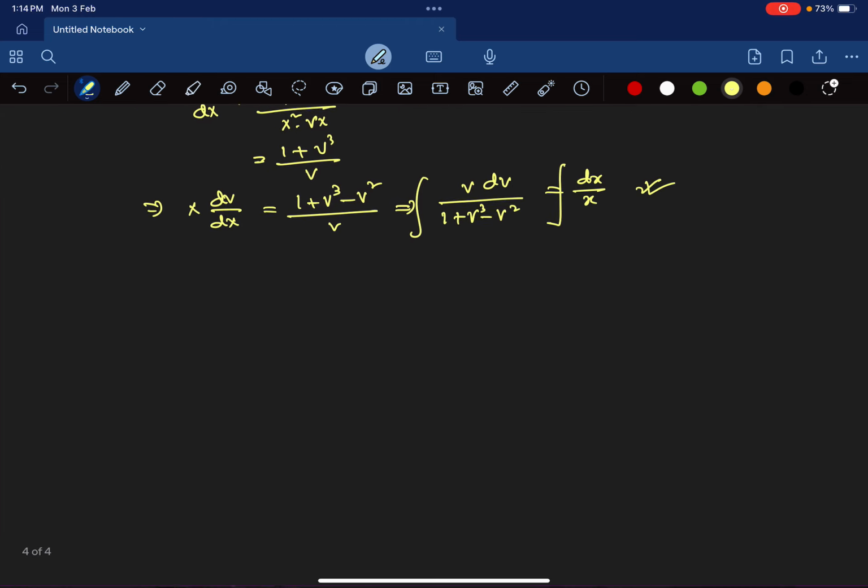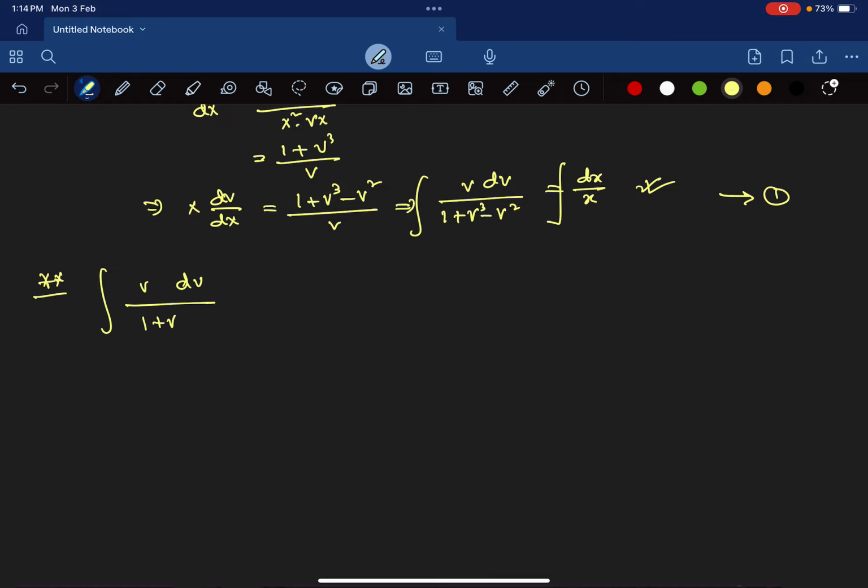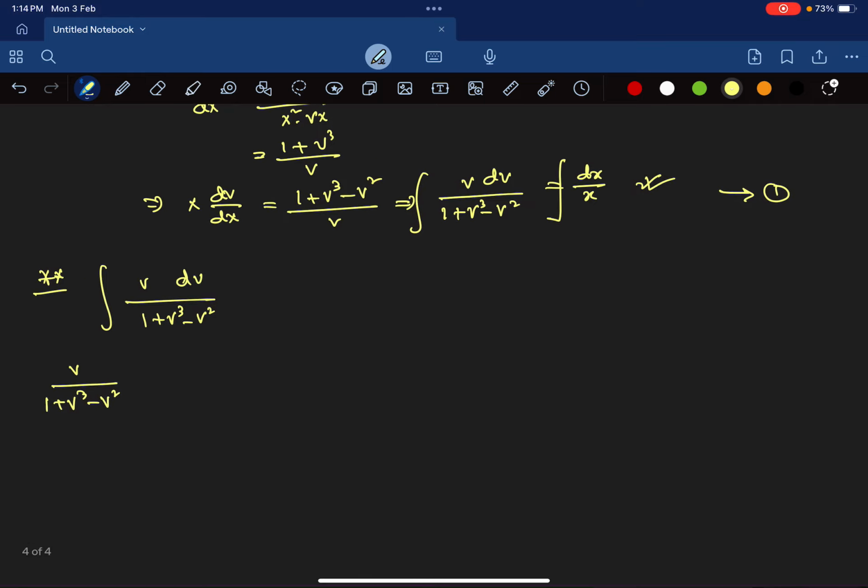Now while doing this integration, particularly this part, you can make this equation number 1: the integral of v dv over 1 plus v cube minus v square. This one you need to handle. You can solve this v by 1 plus v cube minus v square if partial decomposition is possible. For partial decomposition, factorization of this term is required. Can you factorize this one?